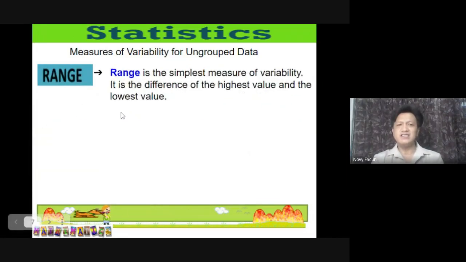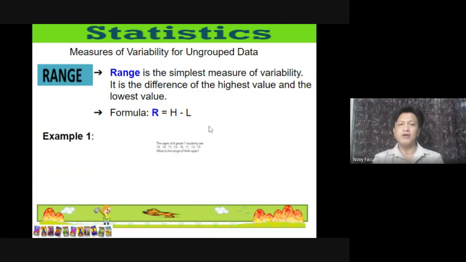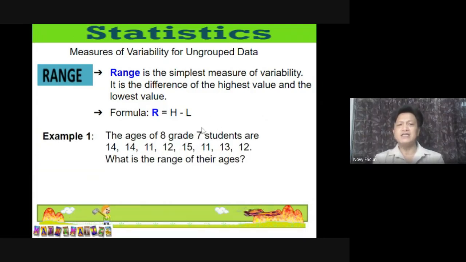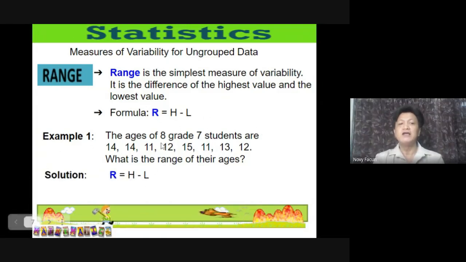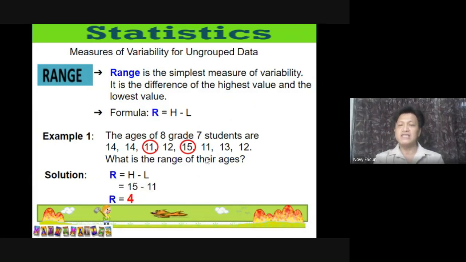When we say range, this is simply the difference of the highest value and the lowest value. So we have the formula, meaning to say that the range is equal to H minus L, meaning highest value minus lowest value. So let's have example number 1: the ages of grade 7 students are 14, 14, 11, 12, 15, 11, 13, and 12. What is the range of their ages? So the solution would be, copy first the formula, then hanapin muna natin yung highest value or age, that is 15, and the lowest age is 11. And then we can now subtract, that is 15 minus 11, the range now is 4.